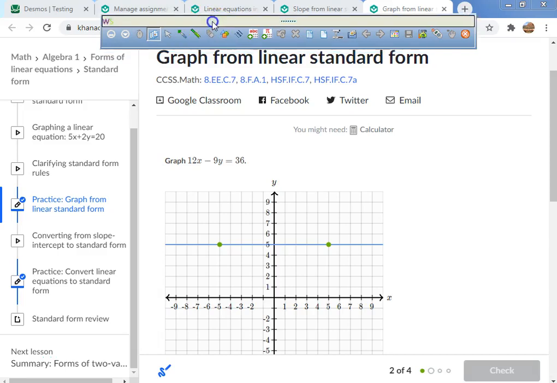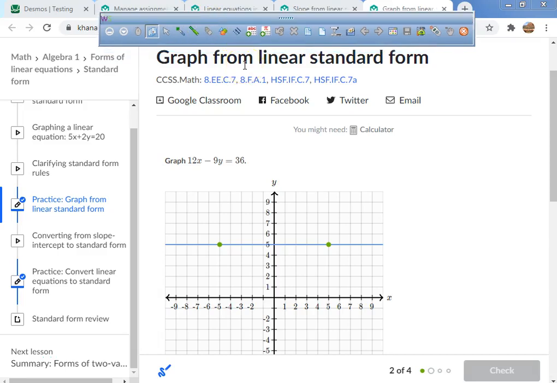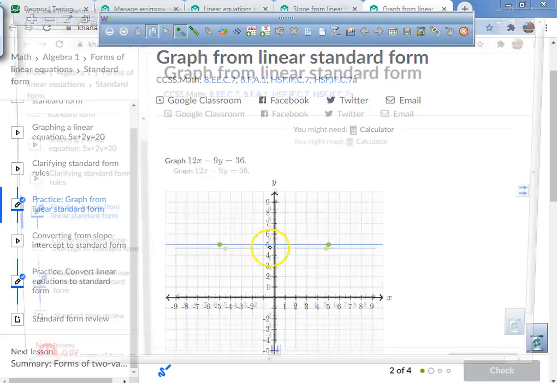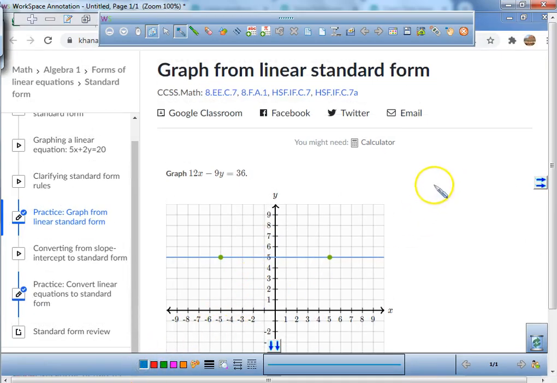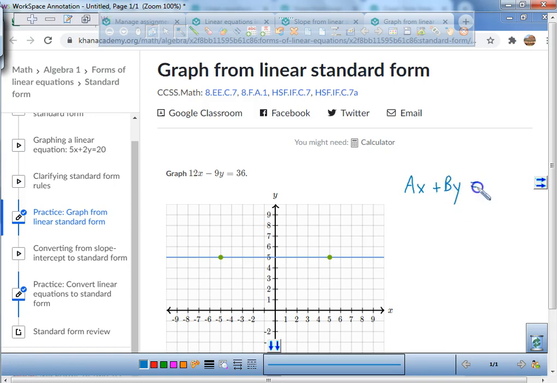Welcome everybody. Today what we're going to be looking at is graphing from linear standard form. That's right, people. Standard form. Not slope-intercept form, not y equals mx plus b, but this special form known as standard form. So if you would please put ax plus by equals c. All right? Now we're going to put the equation they've given us, which is 12x minus 9y equals 36.